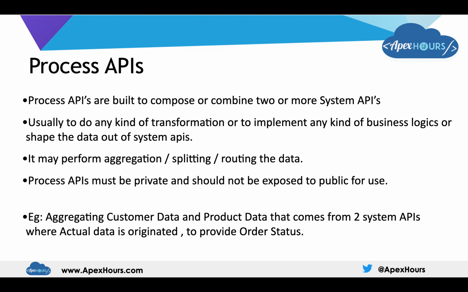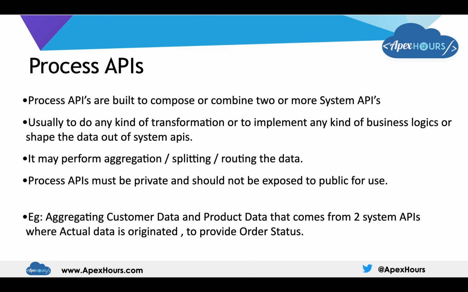It may perform business operations and logic like aggregation or splitting or routing the data. And last point, process APIs must be private and should not be exposed for public use, because you are doing some logic. Still, you may be asking, why can't I create just one system API and expose it to the consumer?